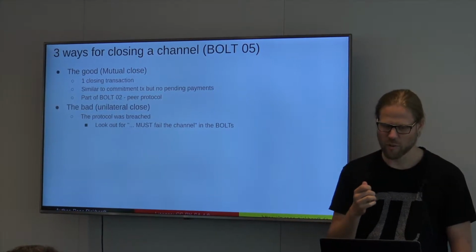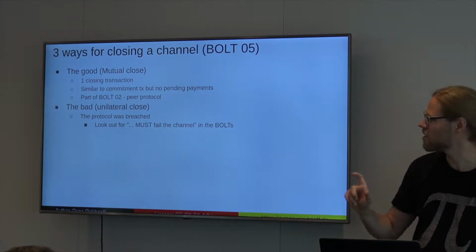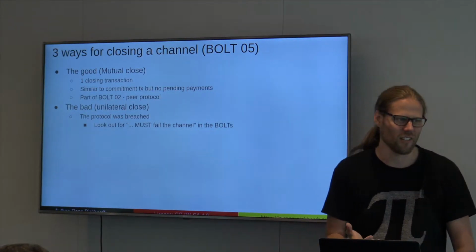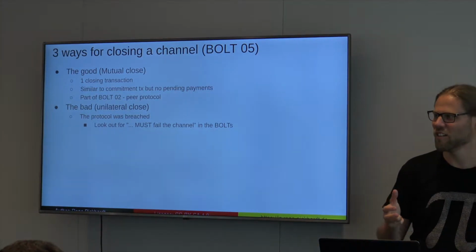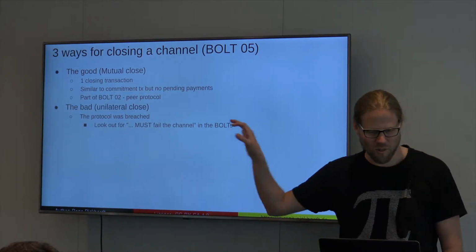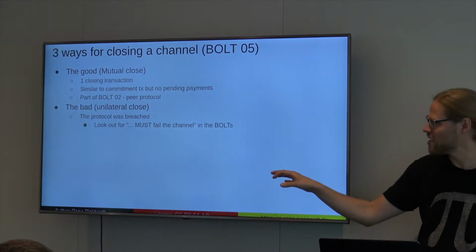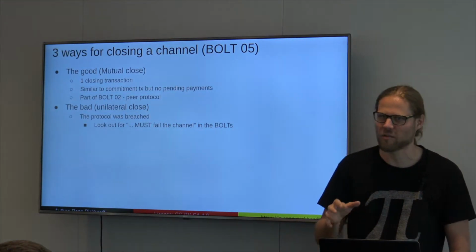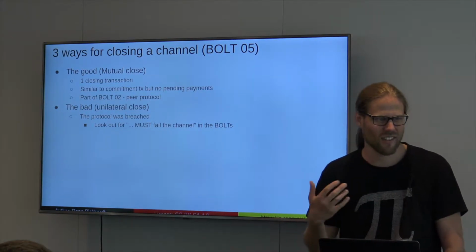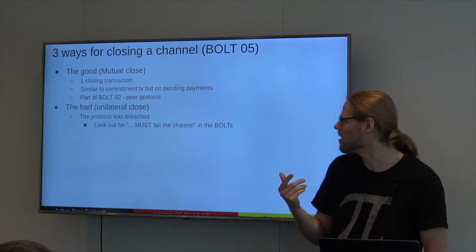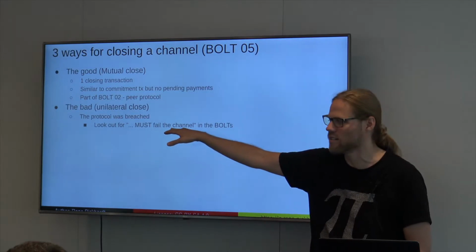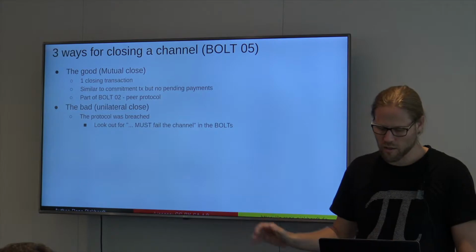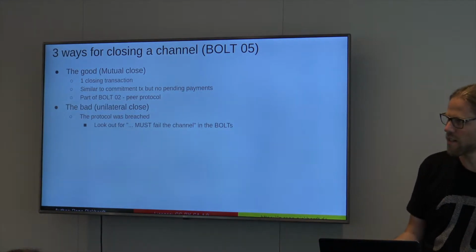And if you want to find situations where this happens, look in the bolts for the string "must fail the channel". Whenever you find the string, it still could happen that you do a collaborative close, but it's not specified. If you must fail the channel, most of the time the unilateral way is actually what happens, because usually what led to the situation where you must fail the channel is already that somebody's not responding anymore, or something bad is happening. So this is in the bolts where you find these cases.